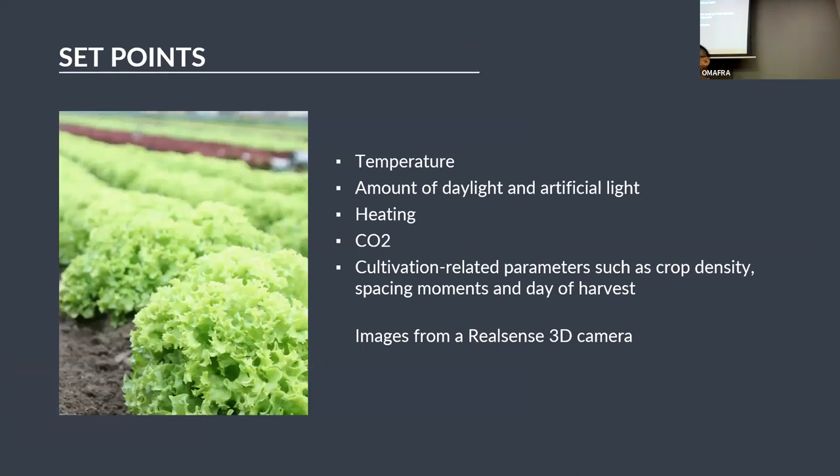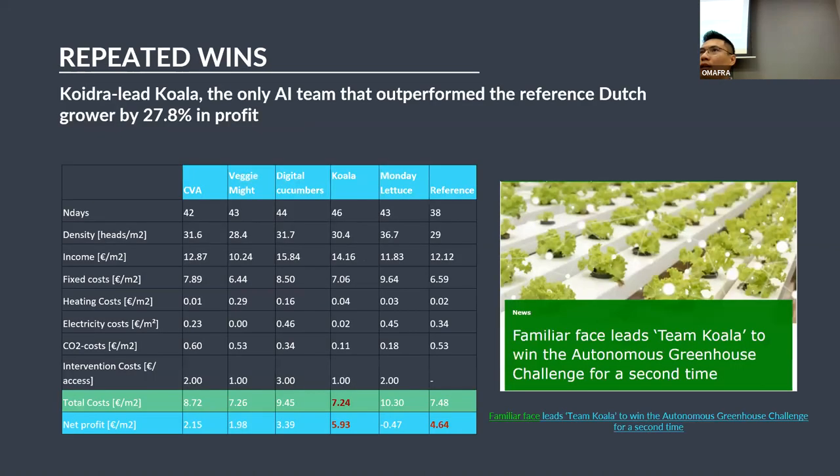Within the autonomous greenhouse challenge context, we had more control parameters compared to the trials at GregLex last year. We could control the temperature, the lighting with LED, dimmability as well, heating, CO2, and also there was some interesting novelty. When we grow lettuce, we could also control the plant density in real time.